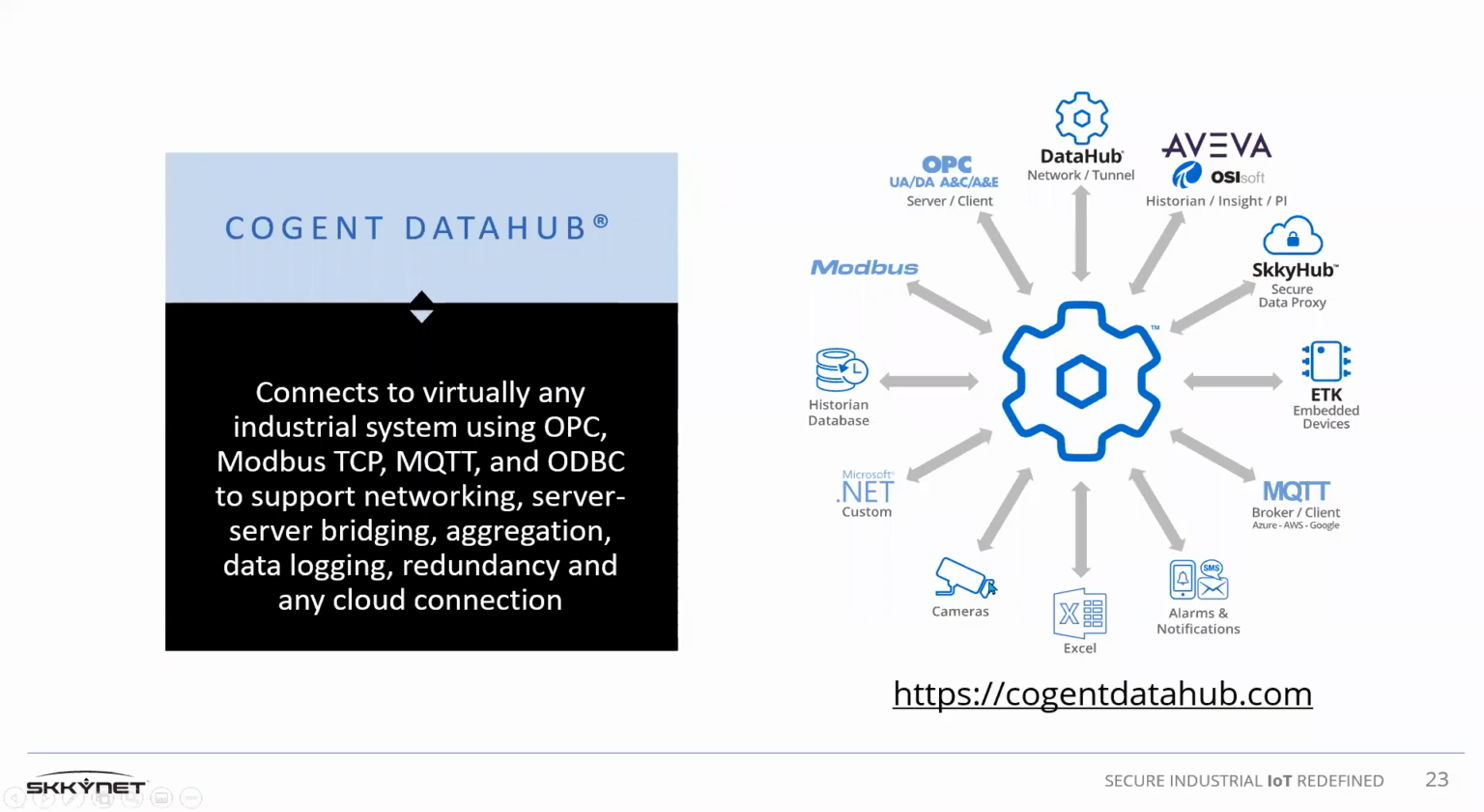The DataHub is one unified application. It's a plug-in architecture that can connect to virtually any industrial system. Whether you're connecting to OSIsoft PI or Aveva Historian or InfluxDB, we can bridge your historians from one to the other. We work with OPC UA, DA, A&E, alarms and conditions, alarms and events. We have .NET applications. And the key here is all of the data coming into the DataHub is one unified data set, which is then available to any other plugins that you require for the systems that you're doing. We cover server-to-server bridging, aggregation, data logging, redundancy, and we can connect to any cloud connection.